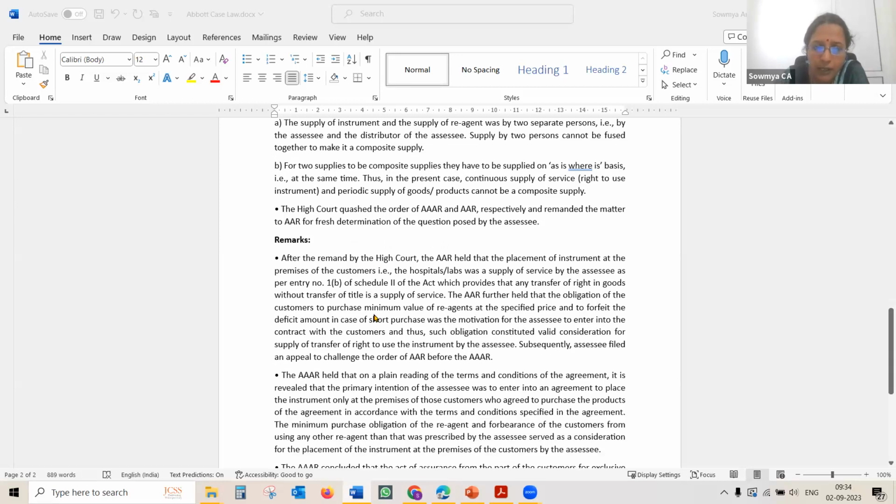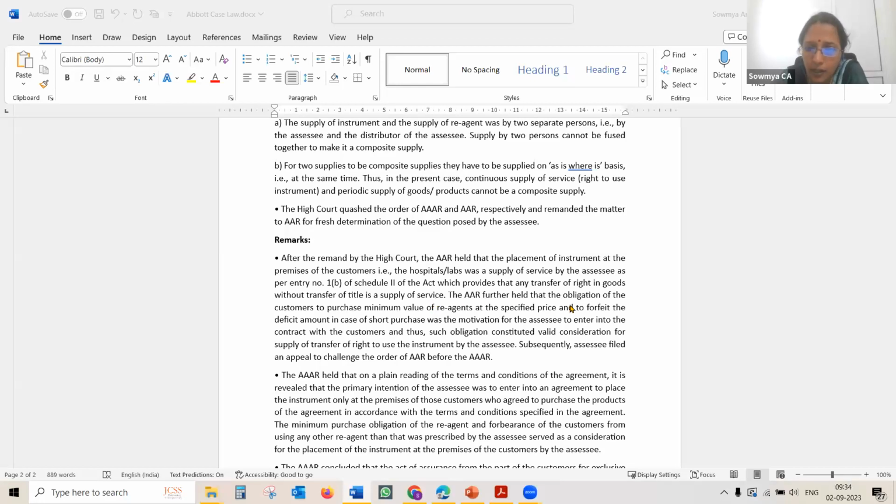So after the remand by the High Court, the advance ruling held that placement of the instrument at the premises of the customers, that is hospital, lab, was a supply of service by the assessee as per entry. So now they changed their stand from composite supply of goods to supply of service by the assessee as per entry 1B of schedule 2, which provides that any transfer of right in goods without transfer of title is a supply of service. So it is a supply of service.